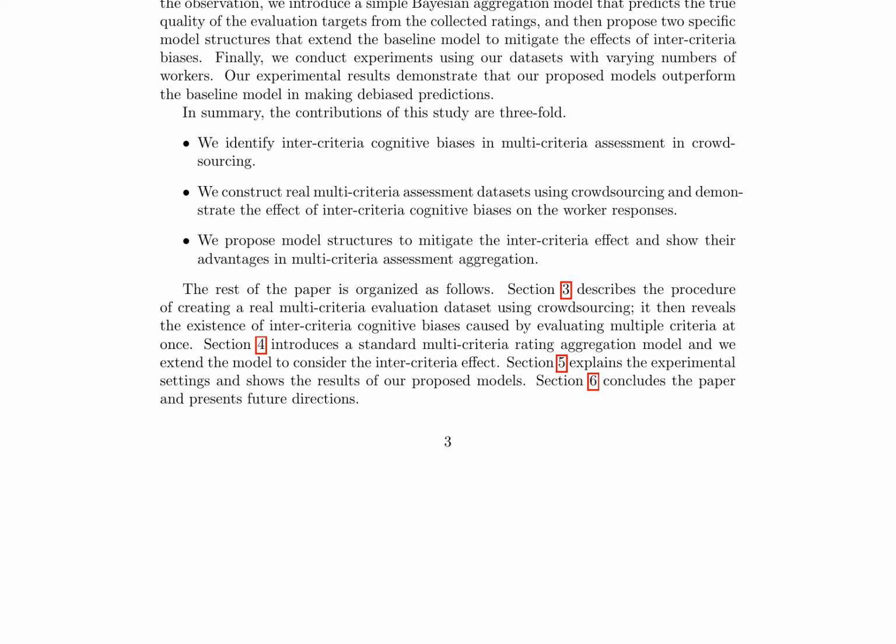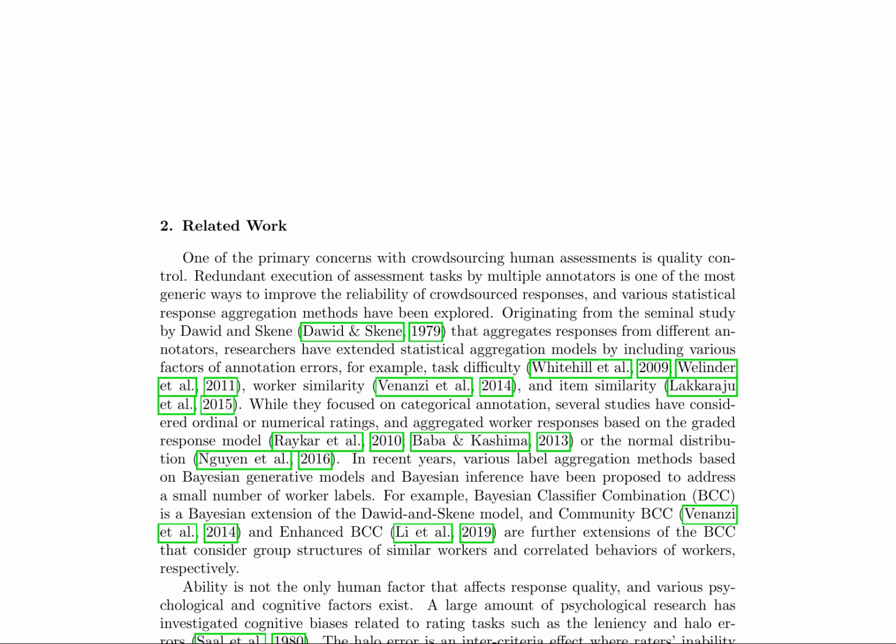In the realm of crowdsourcing human assessments, quality control is a primary concern. To improve reliability, researchers have employed statistical response aggregation methods, originating from David and Skene's seminal study. These models consider factors such as task difficulty, worker similarity, and item similarity, as well as ordinal or numerical ratings. Recent studies have also focused on Bayesian generative models and Bayesian inference to address limited worker labels.